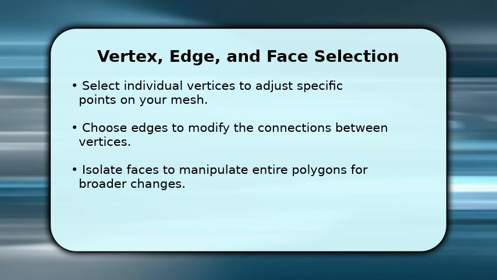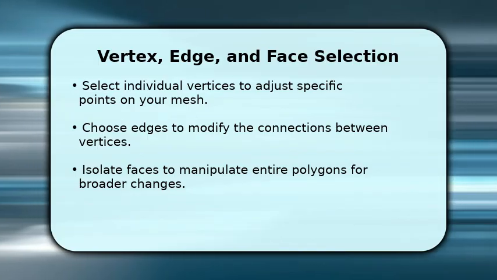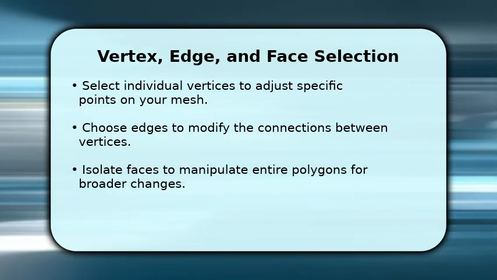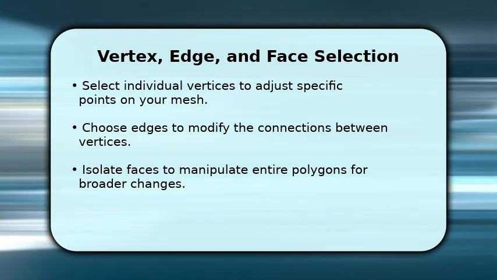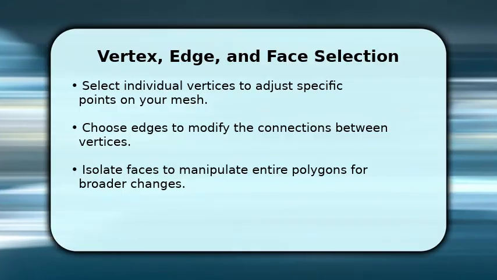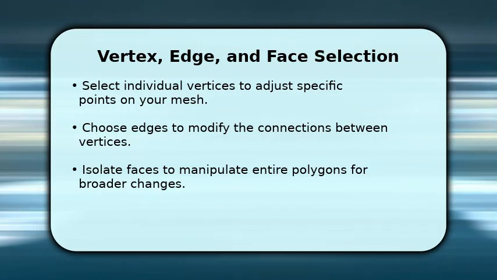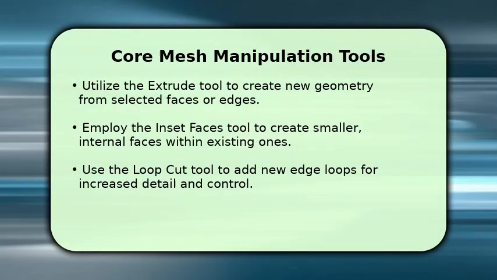Once in Edit mode, you can choose between three selection types: vertex, edge, or face. These options are located at the top of the 3D viewport. Selecting vertices allows for fine-tuning individual points, while edges let you adjust lines connecting two vertices. Faces, composed of 3 or more edges, enable you to move or scale entire surfaces, offering versatile control over your model's shape. Blender offers powerful tools for mesh editing.